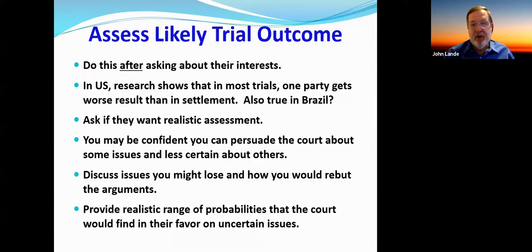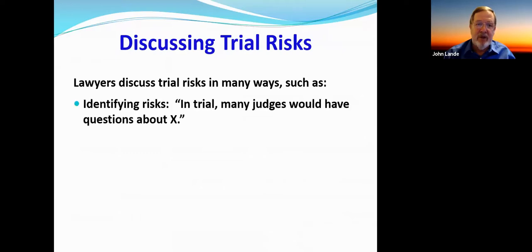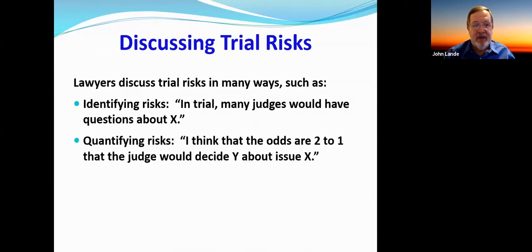if we're 100% certain that we're going to win on everything, we might get 100,000, but there's some risk that the court might rule against us on certain issues, and therefore the outcome might be less than that. And that's really what this is about, or one aspect of this is to talk about trial risks. And so some ways of doing that, you could say, in trial, many judges would have questions about this. So that's identifying the risks. You can quantify the risks.